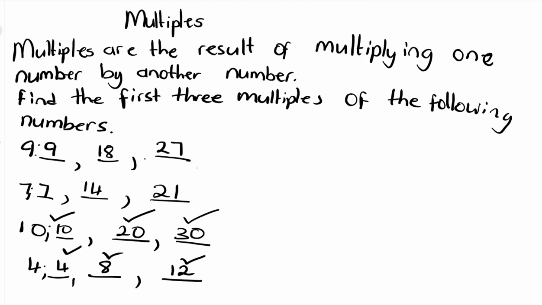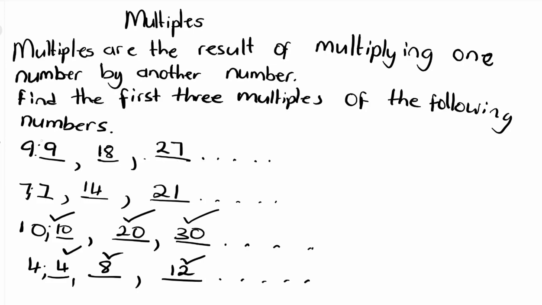This means we have an infinite amount of multiples of 9. We have an infinite amount of multiples of 7. An infinite amount of multiples of 10. An infinite amount of multiples of 4. This means that multiples in essence do not end. Just like numbers in general do not end. They go on forever. Right?